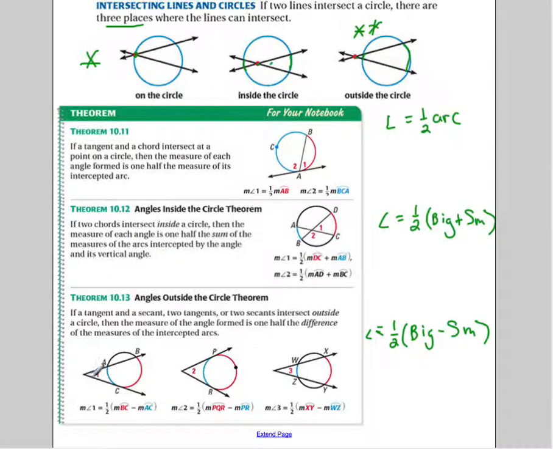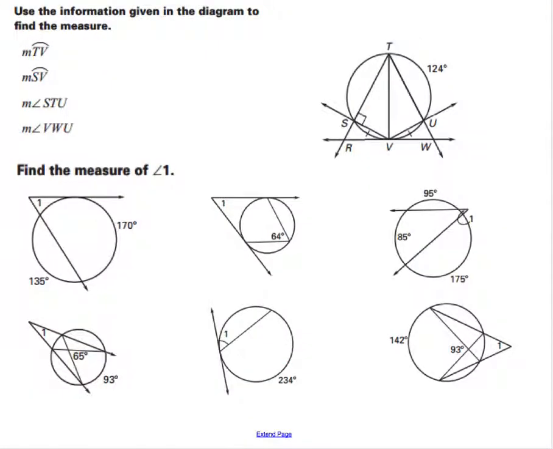In this case, we're saying BC minus AC, and we divide by 2. In this case, we say PR minus this other PR here, and then we divide by 2. In this case, we say XY minus WZ, and we divide by 2. So those are how we find the measurements. And these can come up in a lot of different ways, and we'll take a look at those right now.